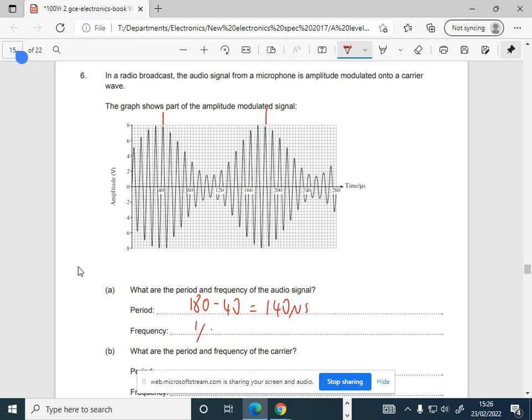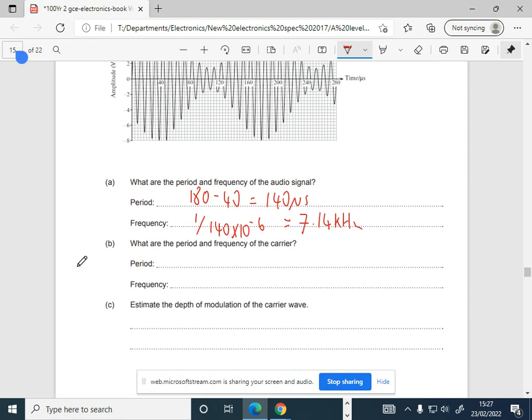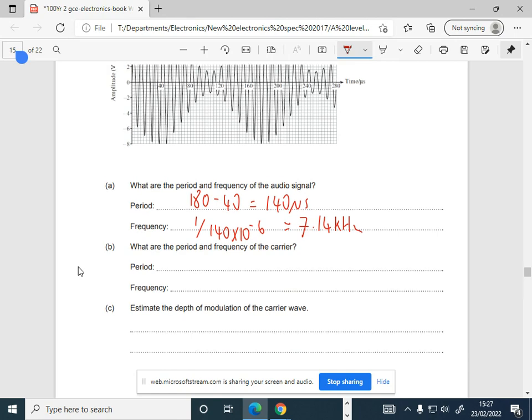Frequency 1 divide 140 times 10 to the minus 6. I'll look at my mark sheet rather than do it on my calculator. 7.14 kilohertz. Come on. Okay. And then quite simply, what's the time period and frequency of the carrier? So basically count how many waves happen in that time.